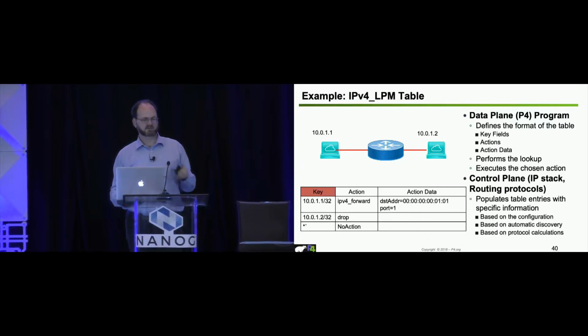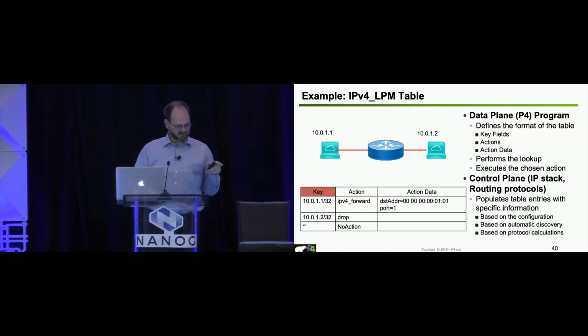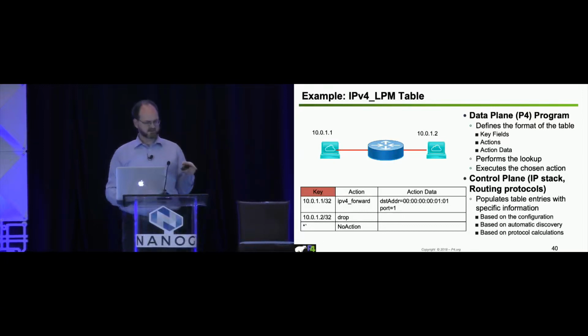So this shows in the bottom left here a possible configuration that the control plane might have installed for these table entries. And if it was the forward action, then you need to specify what the new destination MAC address is and what the output port is. That's something that would come from the parameters of your action in your P4 program. It's not hard-coded in the device.